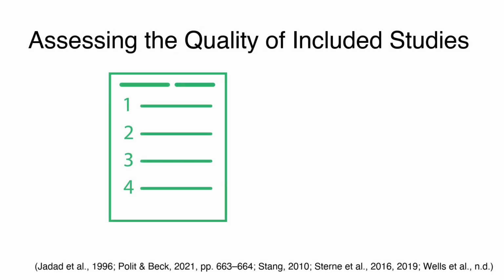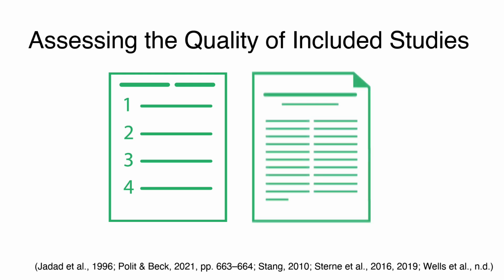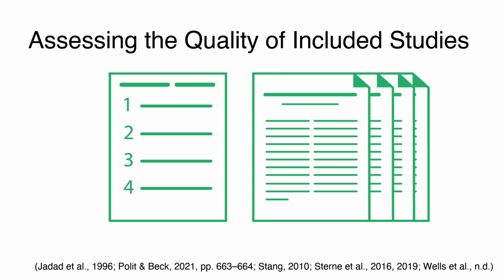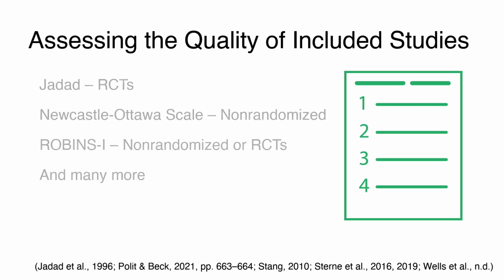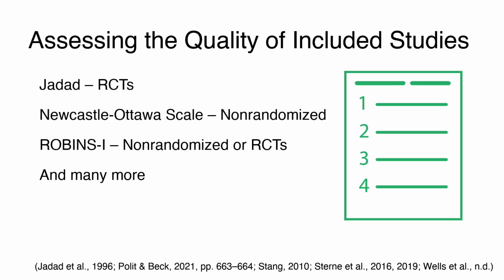Part of the screening process involves using quality assessment tools to evaluate a study's reporting methods, quality, and risk of bias. Quality assessment helps establish confidence in the findings of many studies together. There are several quality assessment scales, such as the Jadad used for randomized control trials, the Newcastle-Ottawa scale for non-randomized studies, the ROBINS-I, which can be used for non-randomized or randomized studies, and many more.